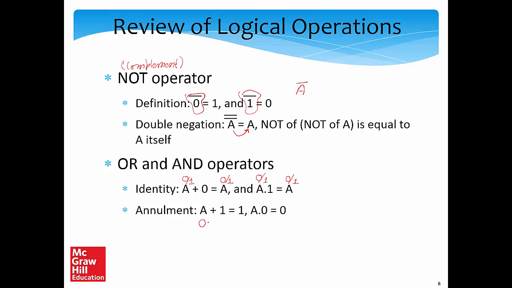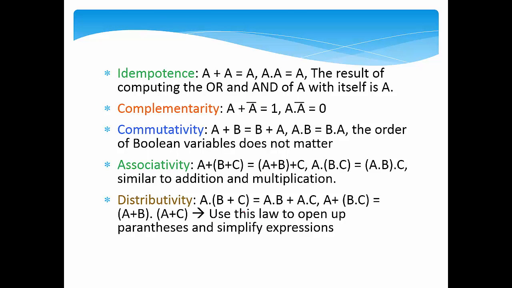If A is 0, 0 or 1 is 1. If A is 1, 1 or 1 is 1. We can similarly verify the property of annulment for this, that any number ANDed with 0 is 0. So any Boolean number. In this case, if A is 0, 0 and 0 is 0. Even if A is 1, 1 and 0 is 0. So as we see, we can use a similar logic to prove properties for all kinds of Boolean formulae.